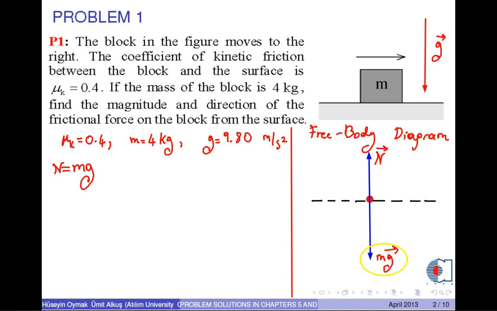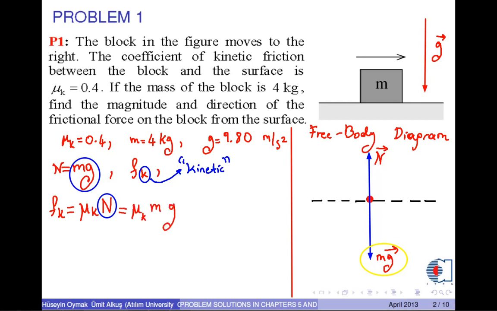We denote the magnitude of the kinetic friction by F sub k, where the subscript k is the abbreviation of the word kinetic, and it is calculated by the formula the coefficient of kinetic friction, that is mu k, times the magnitude of the normal force, which is capital N. Or, since N is m times g, then the formula is mu k times m times g.